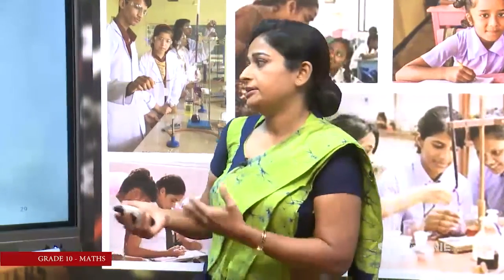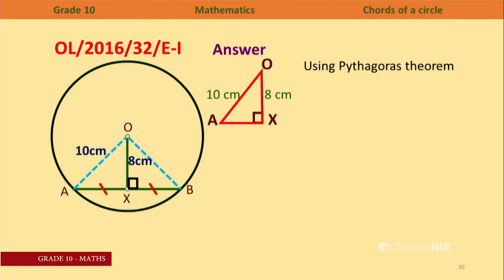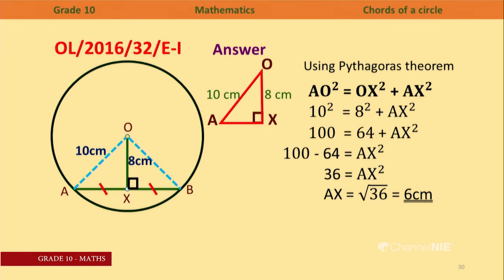Look at that, because this is a right angle triangle, we can find the length of AX. How do we find the length of AX? Here we can find the AX length using the Pythagoras theorem. So OA squared equals OX squared plus AX squared. We know OA squared, that is 10 squared, and OX squared, that is 8 squared, and we can find AX. So 10 squared is 100, 8 squared is 64, then AX squared equals 36. So AX is equal to 6 centimeters by taking the square root of 36.